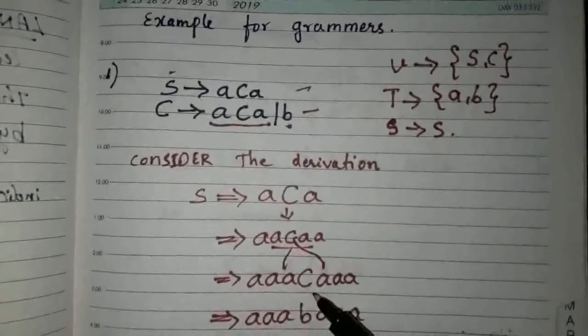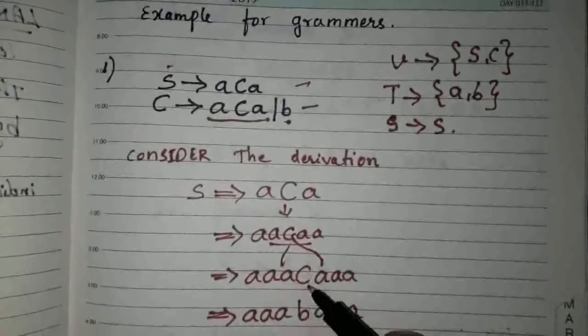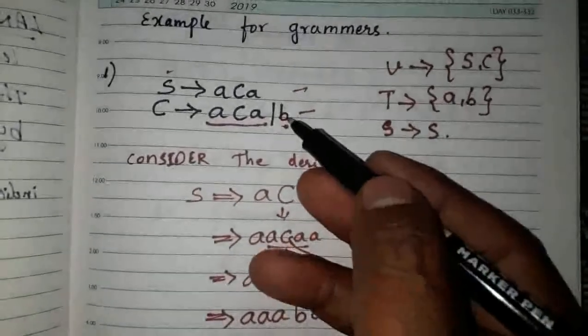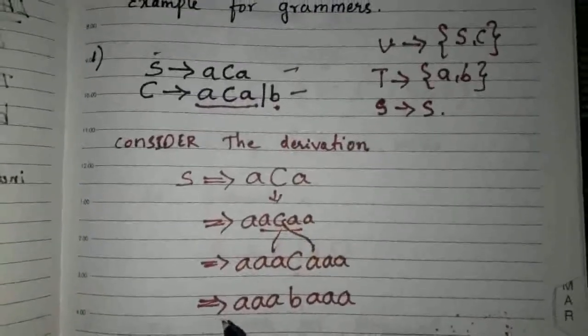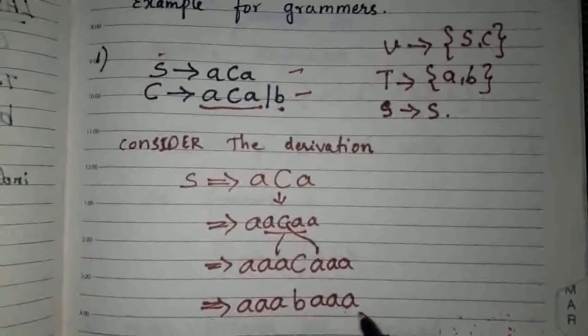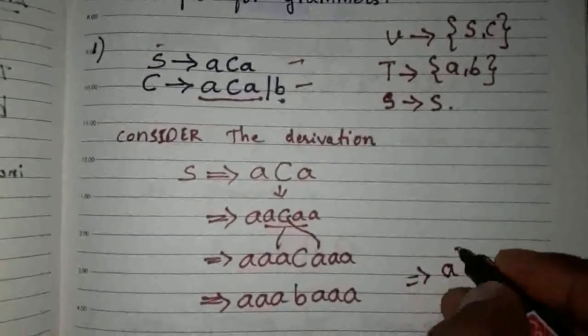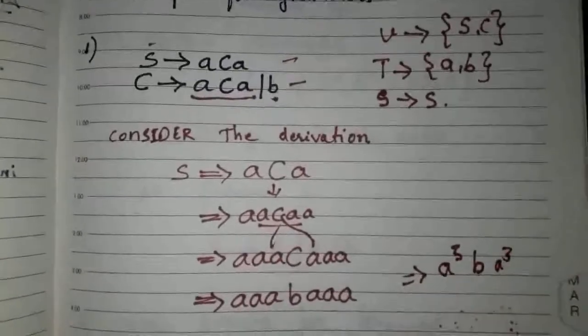Okay, so somewhere I need to stop, no? To stop, the non-terminal symbol or the variable C that I had, I'll replace it with the terminal symbol b. Now see, look at the string. I have 3 a's followed by b followed by 3 a's. So can't I say the string that I am obtaining here is a to the power 3 b a to the power 3.